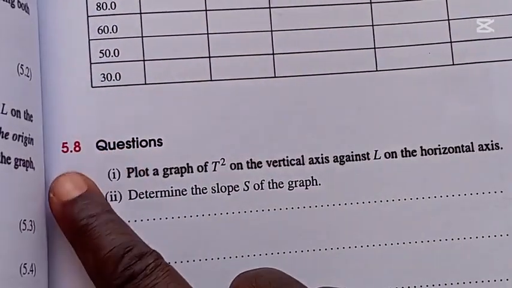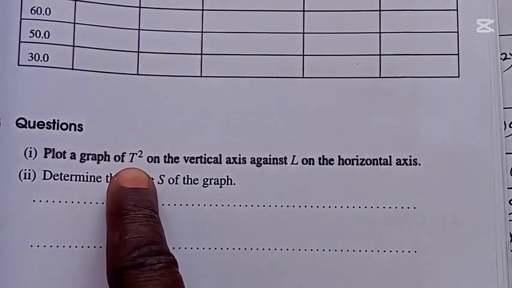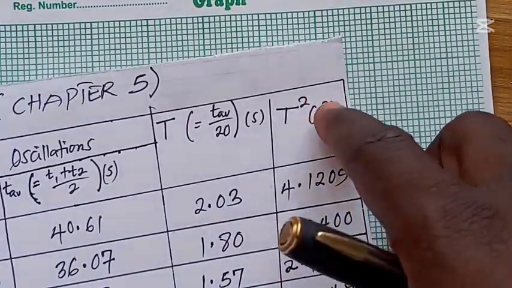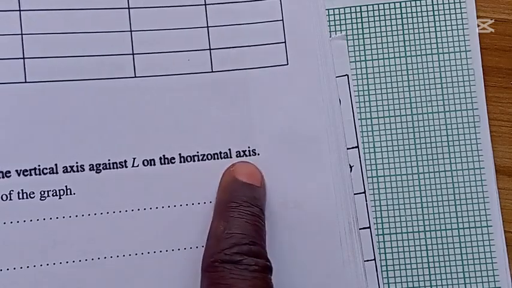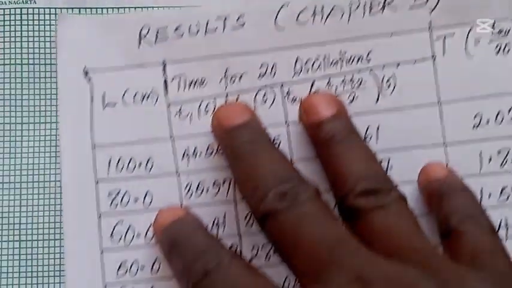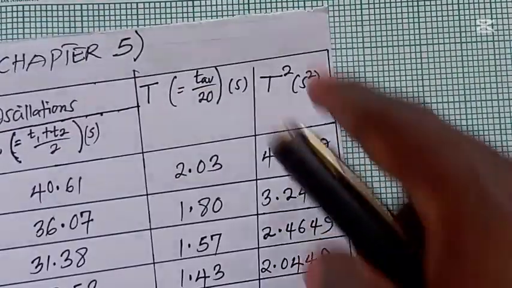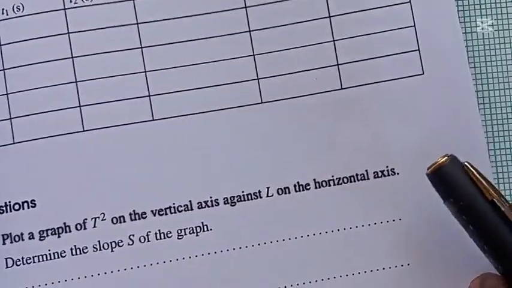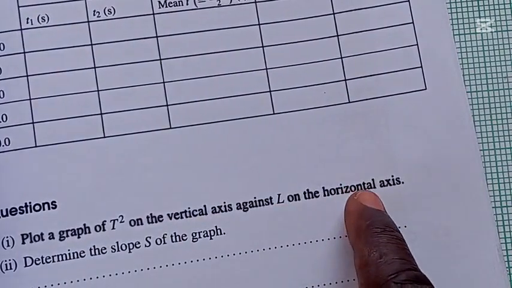Here are the questions in chapter 5, section 5.8. Question 1 says, plot a graph of T squared on the vertical axis, meaning the last column you got here should be on the vertical axis, against L on the horizontal axis, and L is the first column. So at the end of the day, only the first column and the last column are relevant. We will use them to plot the graph. So that's the very first question: plot a graph of T squared on the vertical axis against L on the horizontal axis.